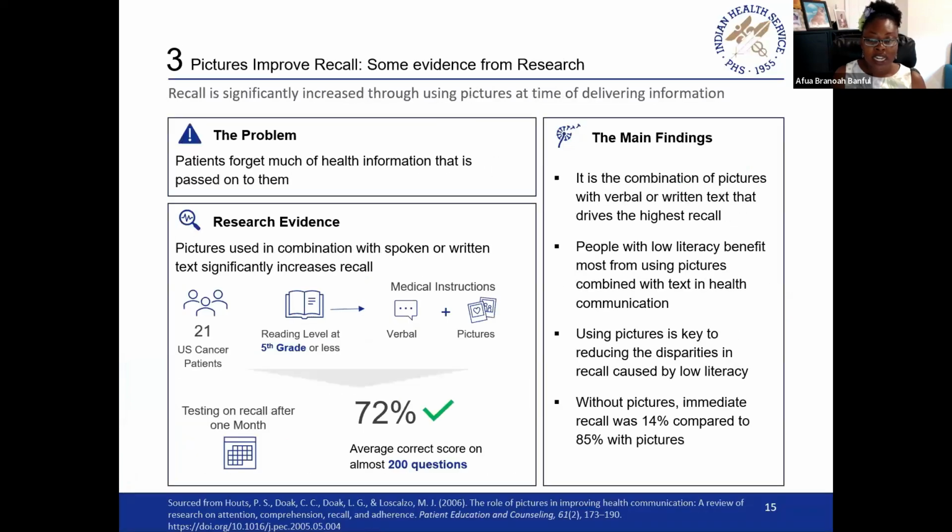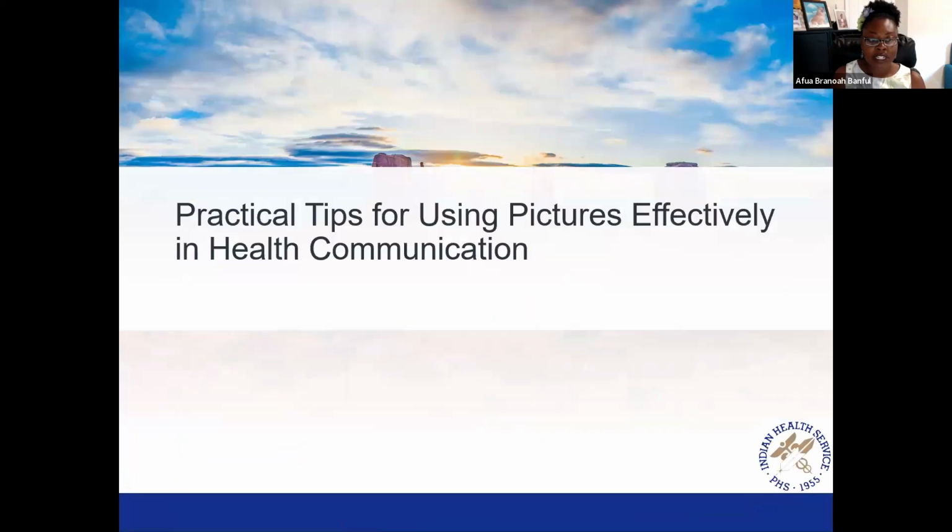I think we like pictures, and the research evidence that it makes such a huge difference, I hope gives you the extra push to include pictures in your work. So now we know the why. Let's talk about the how to do it. So we're going to talk through some practical tips for using pictures effectively in all sorts of health communication.